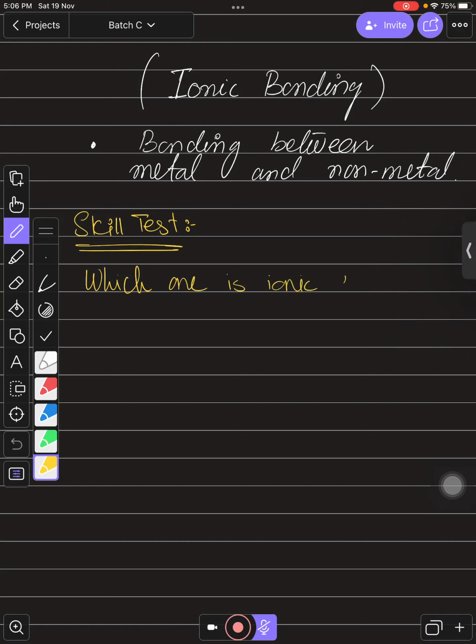Suppose I ask you to identify the ionic compound among these molecules: ammonia, carbon dioxide, sulfur dioxide, water, and magnesium oxide. Which one out of these 5 compounds is the ionic compound? बच्चों, कौन से वाला हो सकता है इसमें से ionic compound? Magnesium oxide. Yes, magnesium oxide would be the ionic compound.